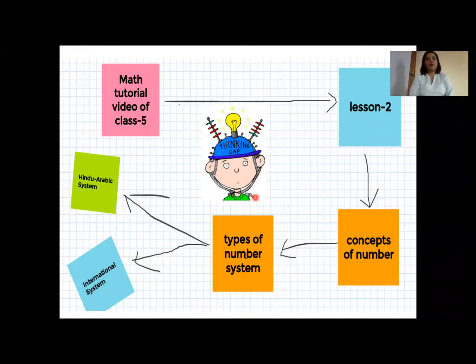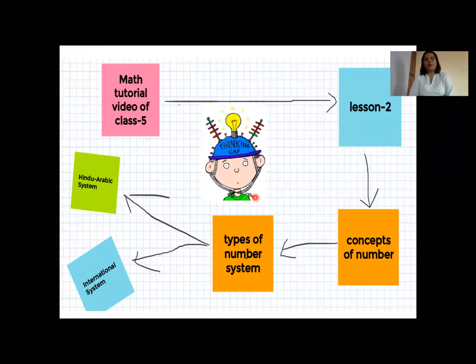I hope you all are doing well and keeping up with your studies. In this class, we will learn how to read and write numbers using the international system. This international system is included in the class 5 math book, so this video is only for class 5 students. In the future, I will come up with some other videos related to both class 4 and class 5 students.